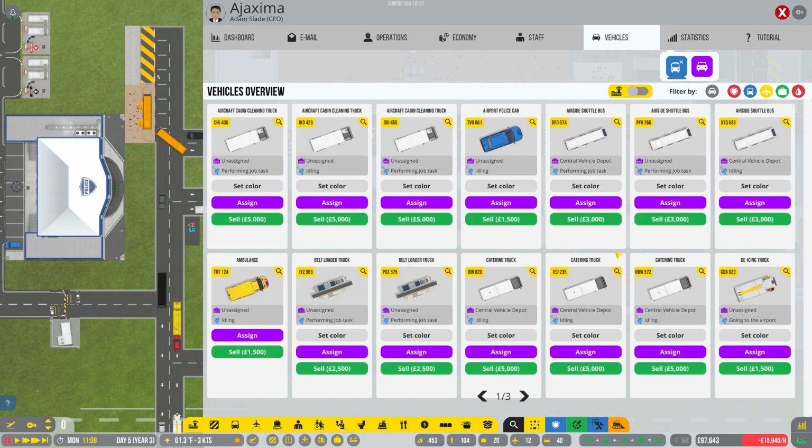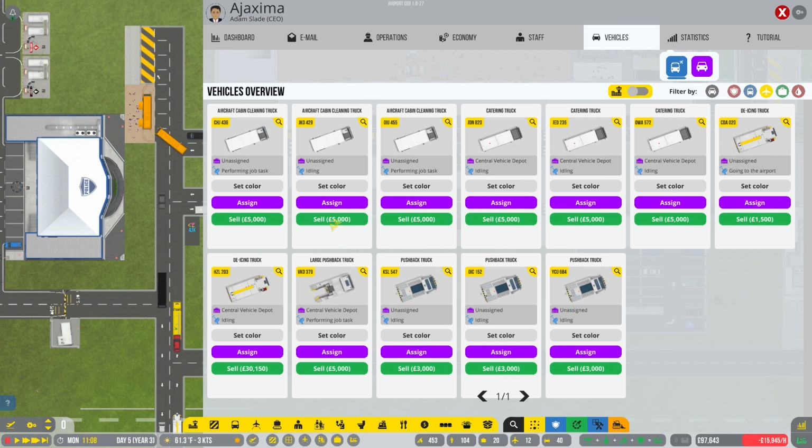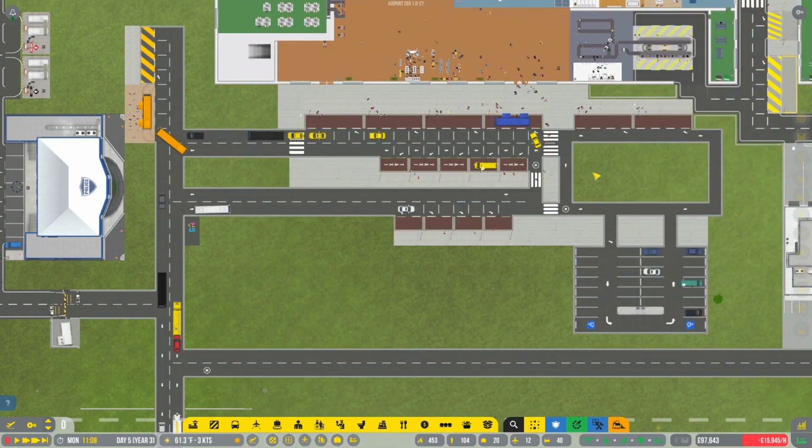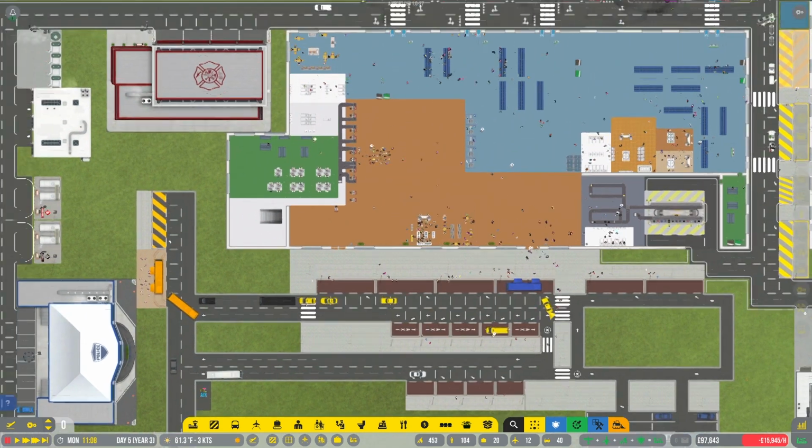But again, I was just doing a little bit more research into how the game works. Push back. Oh, there you are. Yes, I did. I purchased another de-icing truck because there were comments on the forum saying that you ought to have more than one de-icing truck per stand. We shall see how that works.